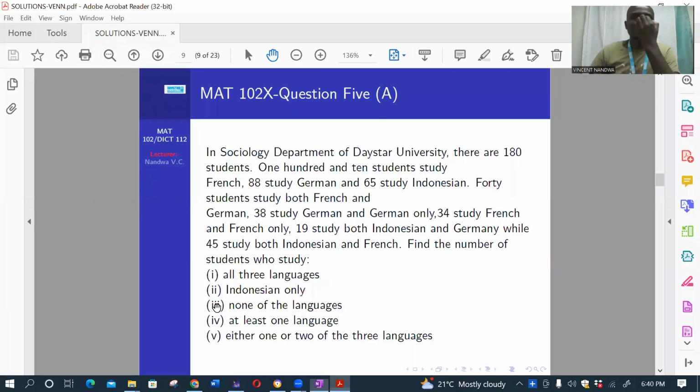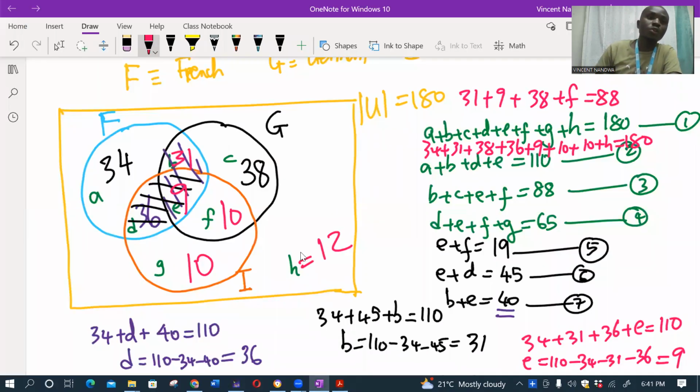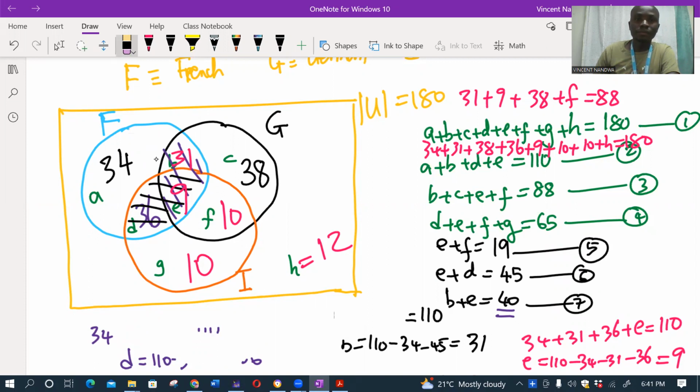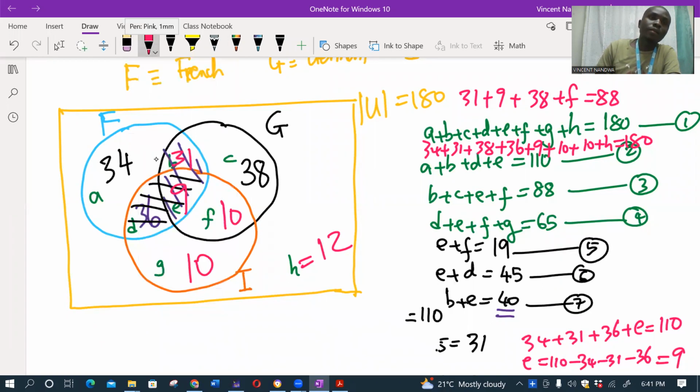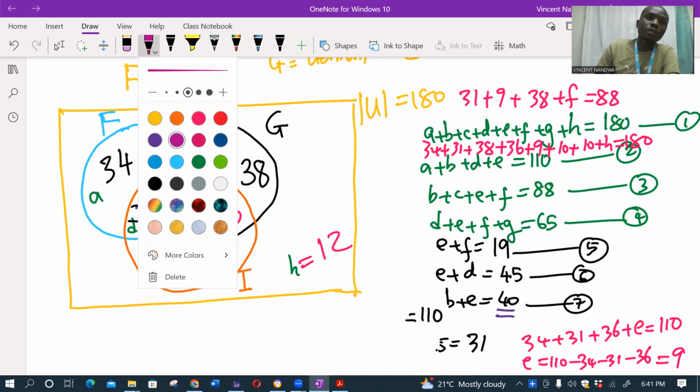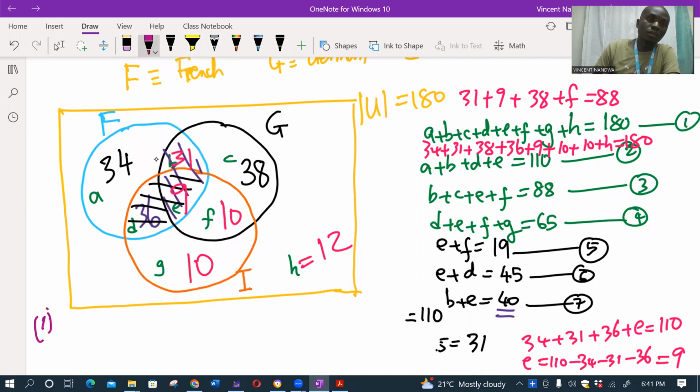Now we can answer the questions. Find the number of students who study all the three subjects. Studying all the three subjects means you should be in this part E, where you will be counted to be in all the three circles, F, G, and I. So therefore, the first value is given by 9. So part 1, students who are studying all the three subjects is 9.